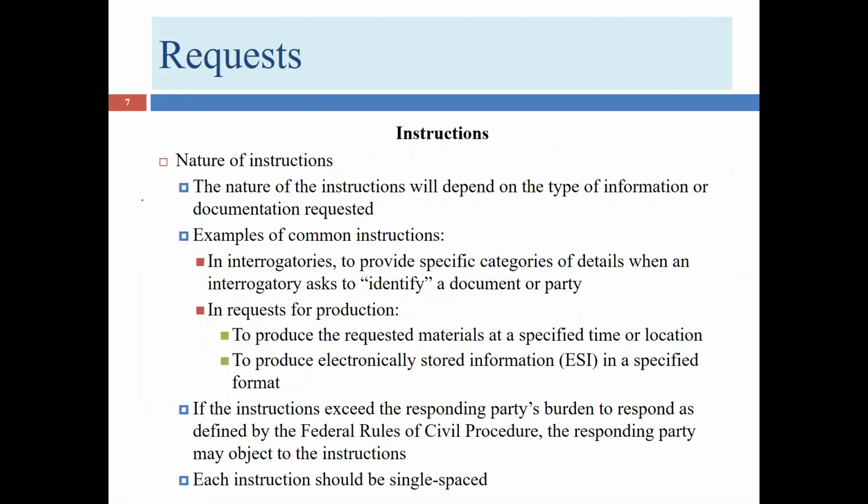Okay, here's some information about the instructions. I already talked a little bit about this. The instructions are telling the party, Mr. Justice in this case, and essentially his attorney, how to go about answering the questions. It's going to provide categories of details when a particular term is used. This isn't the definition section, but this is the instruction section. So you're going to give him some ideas about how you want him to approach these questions.